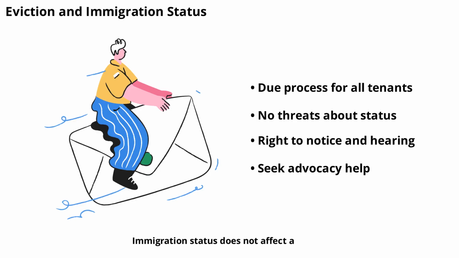Immigration status does not affect a tenant's right to due process during eviction. Landlords cannot threaten to report tenants to immigration authorities as a way to force them out. Tenants, regardless of status, have the right to proper notice and a court hearing. If you're worried about your status, seek help from legal aid or immigrant advocacy groups.